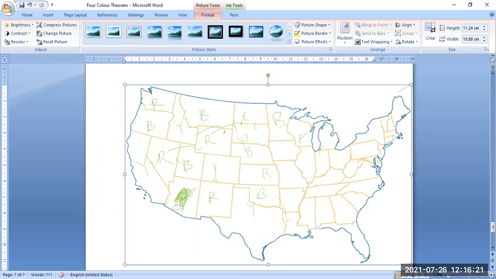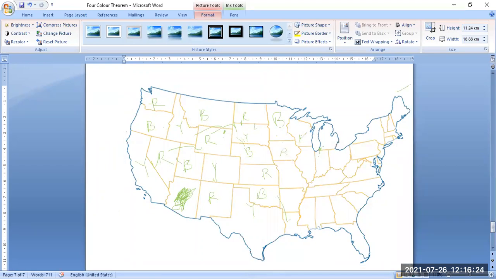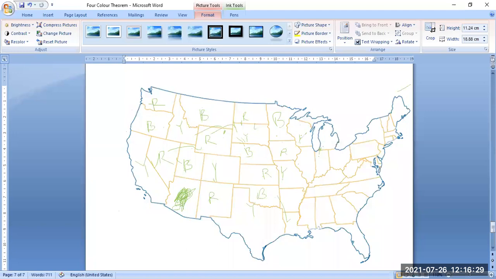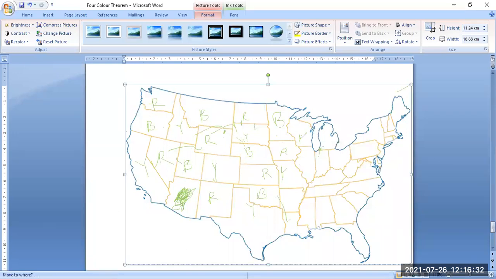So it is yellow. It can be red. It can be yellow. It is green. Then red, blue, yellow. Then again it is red. This one is blue. This can be red. So, and we know that here four colors are required.